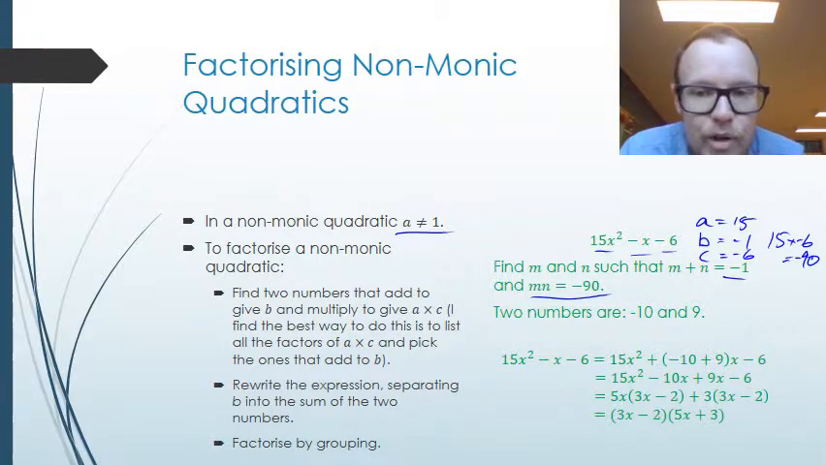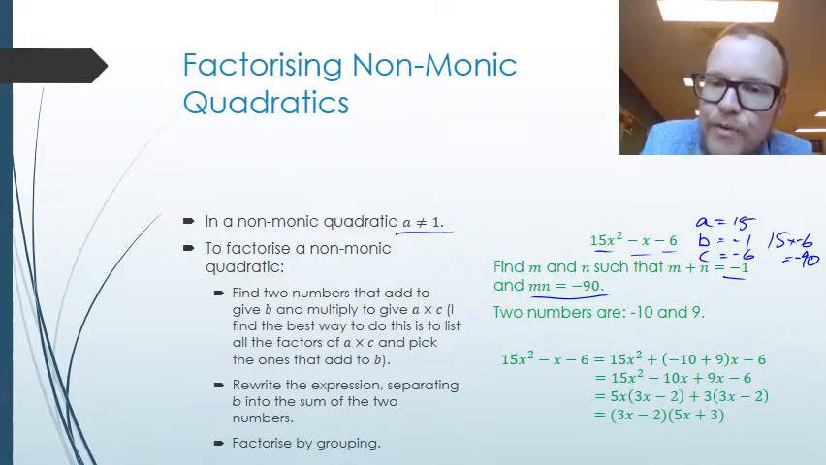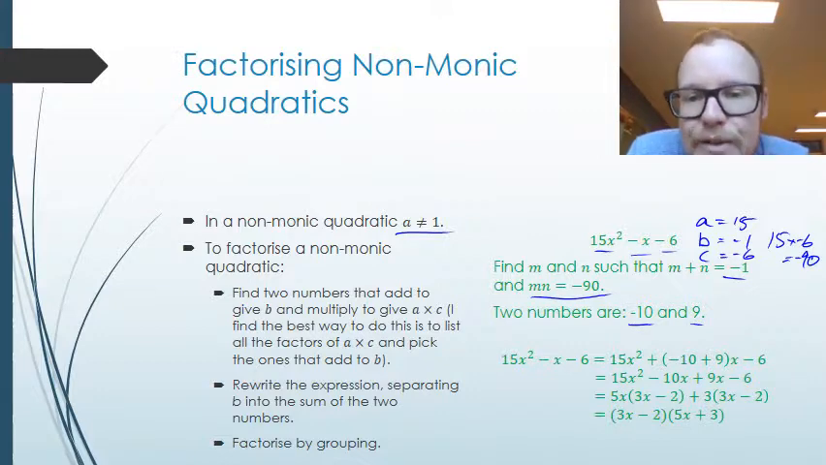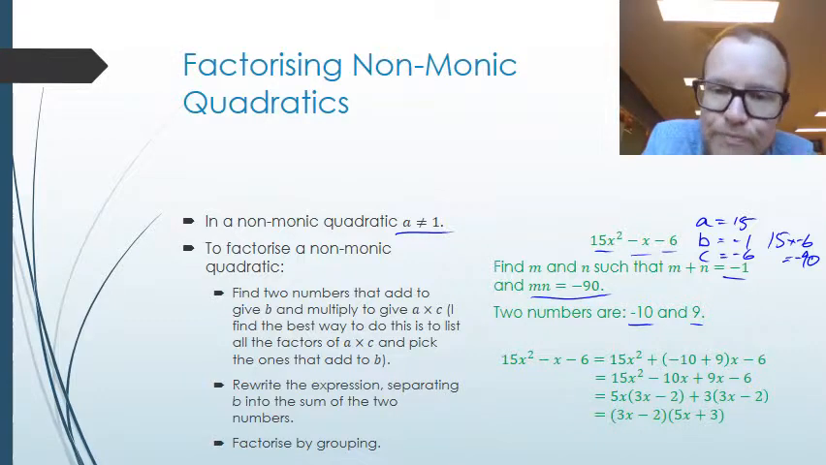But if we're cluey, we can figure out that if I do negative 10 times 9, that'll get negative 90, and negative 10 plus 9 is going to be negative 1. So we can see here that we've taken those factors out, expand them out there to get negative 6, and then find a common factor for the first two terms.